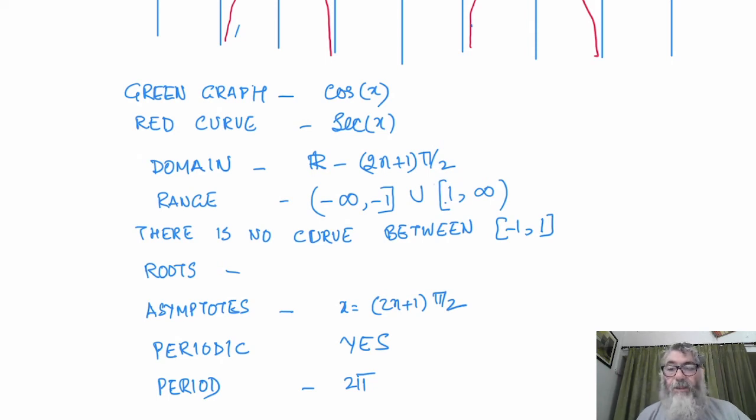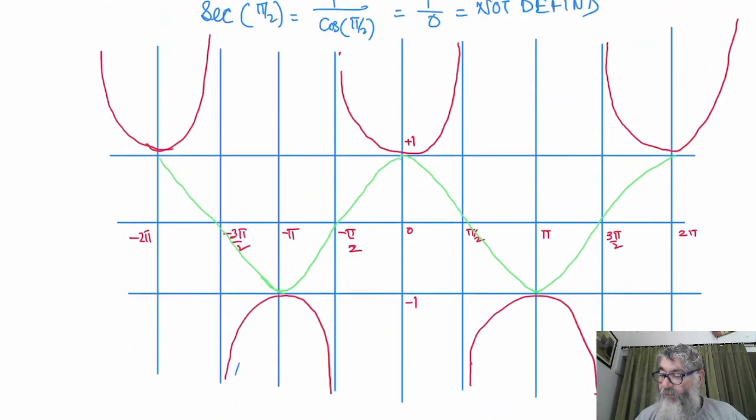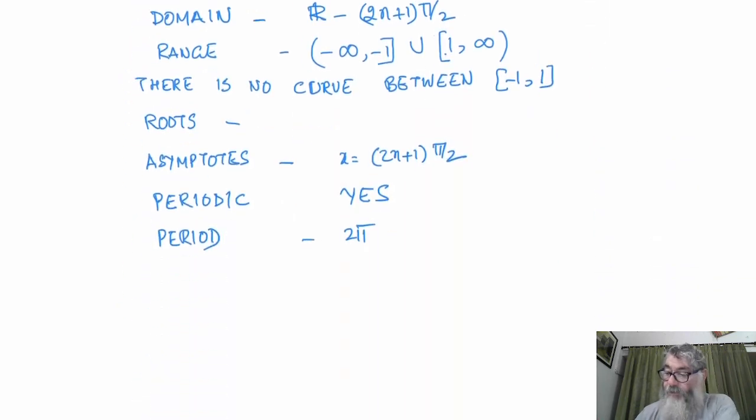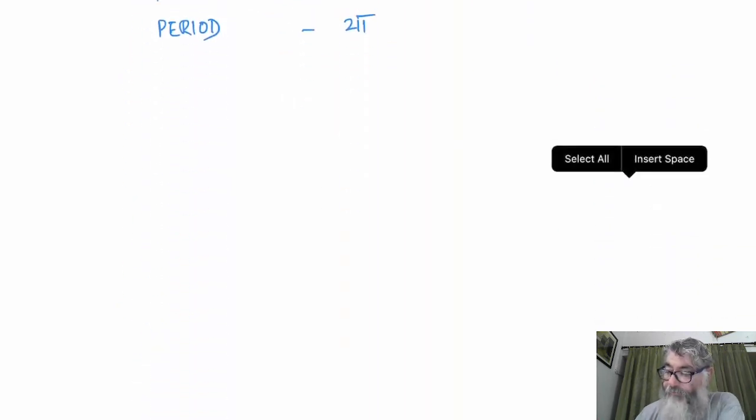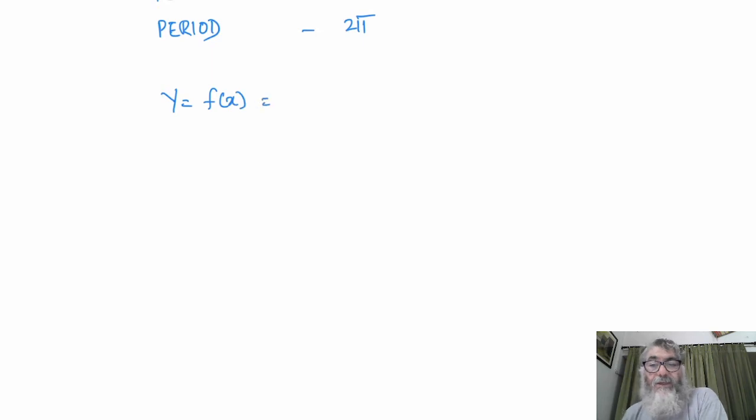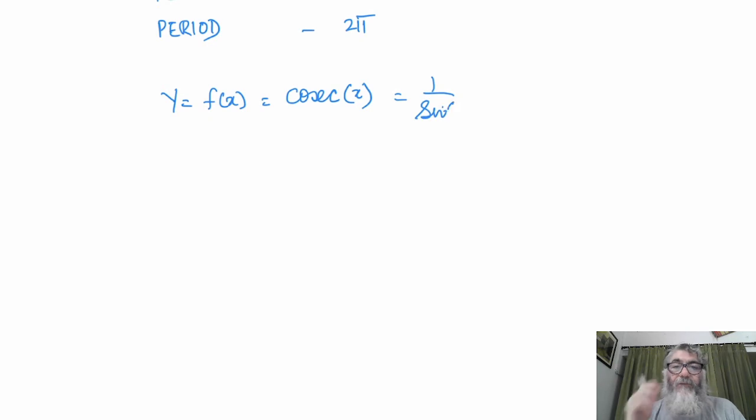So this is about sec x. Now let's discuss cosec x. y or f(x) is equal to cosec x. Let's see cosec x. Now again, cosec x will be 1 upon sin x, because cosec is the reciprocal of sine.